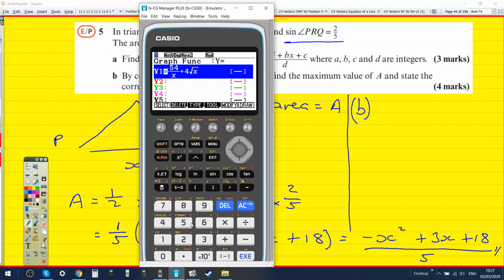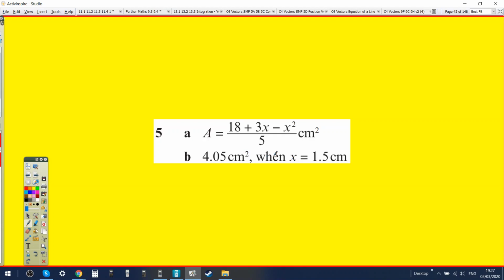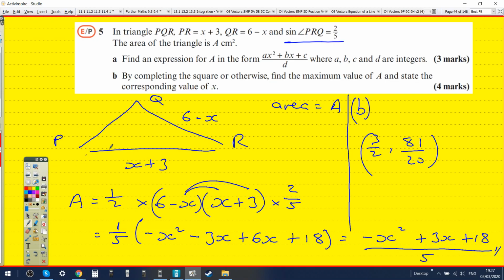So I got max is 3/2 and 81/20. Yes, 3/2 is the same as 1.5, and then that one is 4.05. And so, yeah, instead of x and y, they wrote it as x and area. Okay, any questions there? No.